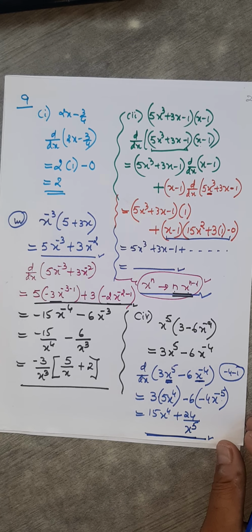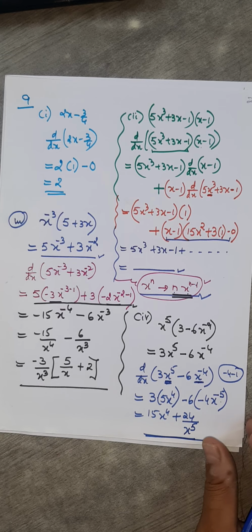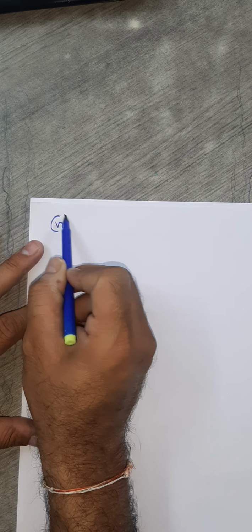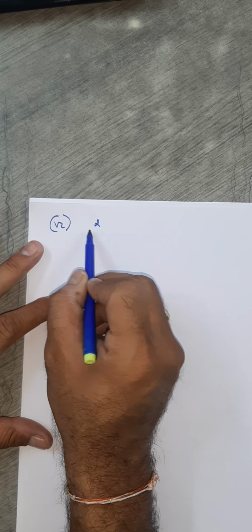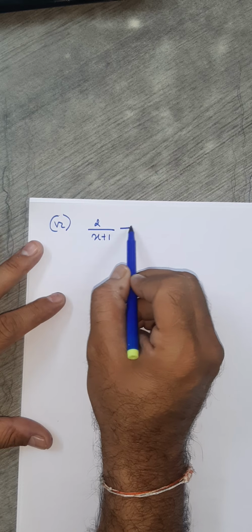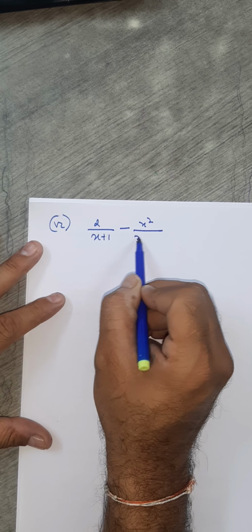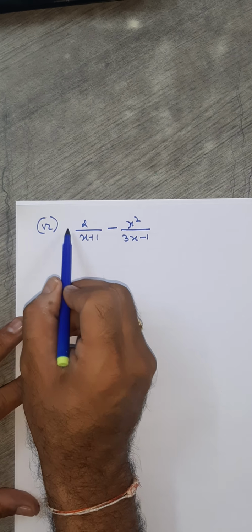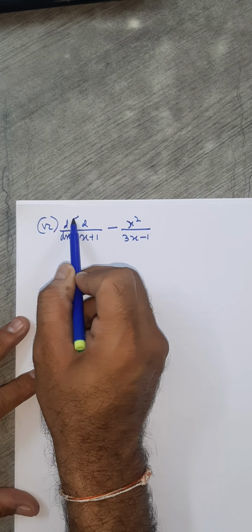Okay, now let's go to sixth sub question, that is about division rule. So let's do that. Sixth sub question. You are given this function: 2 upon x plus 1 minus x squared upon 3x minus 1. Division of two functions. We differentiate this. This is the question: d by dx of this.